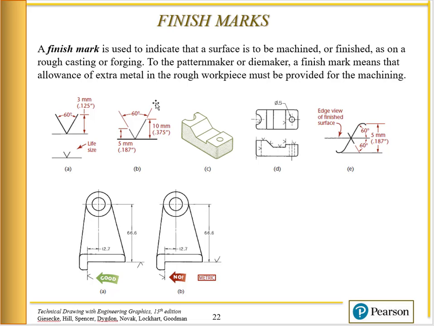So there has to be some extra stock there for allowance to be machined. Notice how when we're placing the surface finish symbols to the extension lines here, we place the symbol on the side of the line with the surface itself. And look at the difference between this no here and the good. We'll talk about that again later.